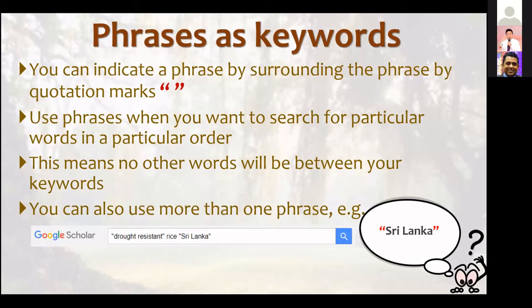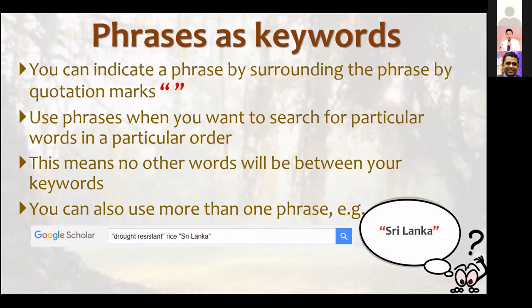And if you want this on Sri Lanka specifically, because if you just search for drought resistant rice, even if Sri Lanka is there, you will sometimes see results for other countries prop up, like India, much more than for Sri Lanka. But when you put Sri Lanka in quotes, you're saying, I want this phrase to be there in my search. So it will give you much better results if you use quotes for the phrases.